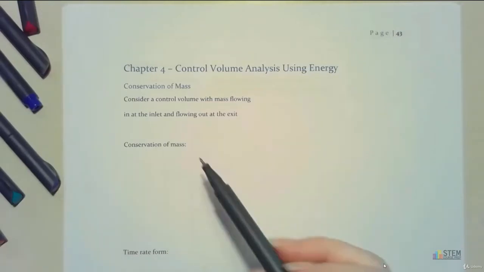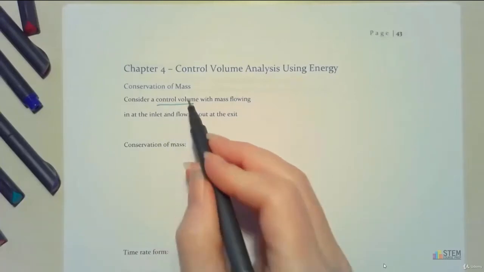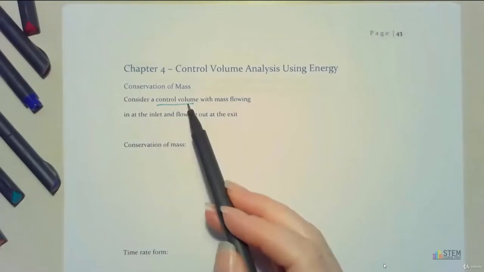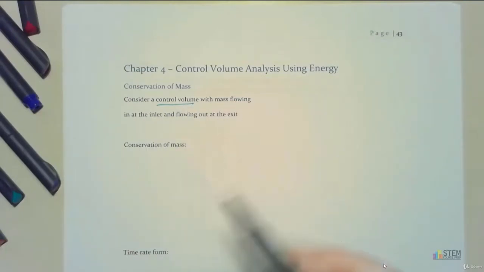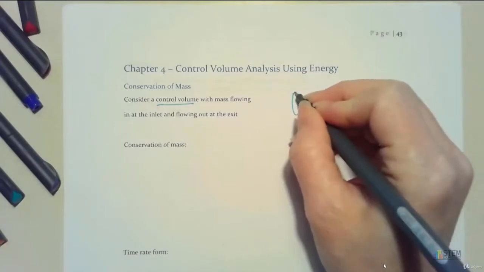We are going to consider a control volume. Remember control volume, we talked about that in I think the first lecture. And that's where we said a control volume was going to have mass flowing in and out. Okay, so we're going to consider a control volume with mass flowing in at the inlet and flowing out at the exit. So let's draw an example here.